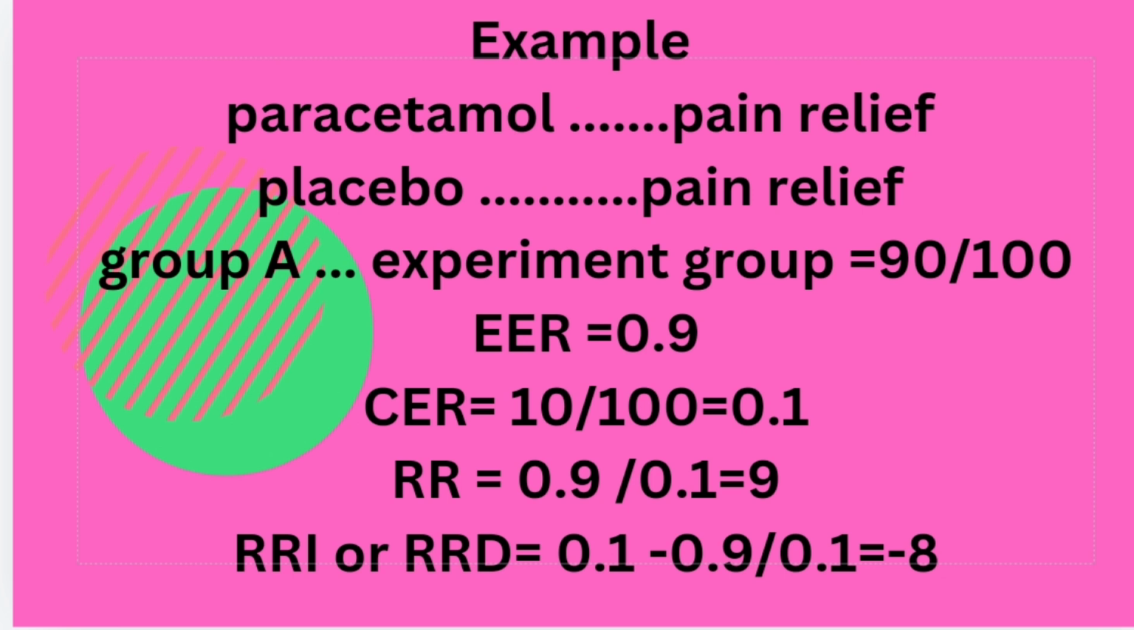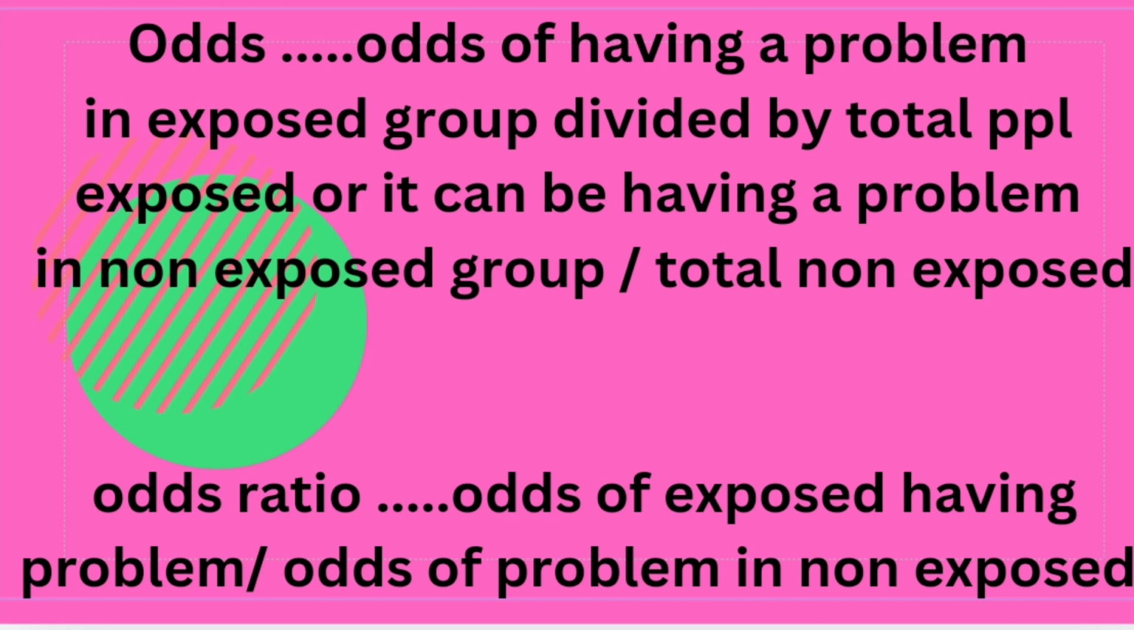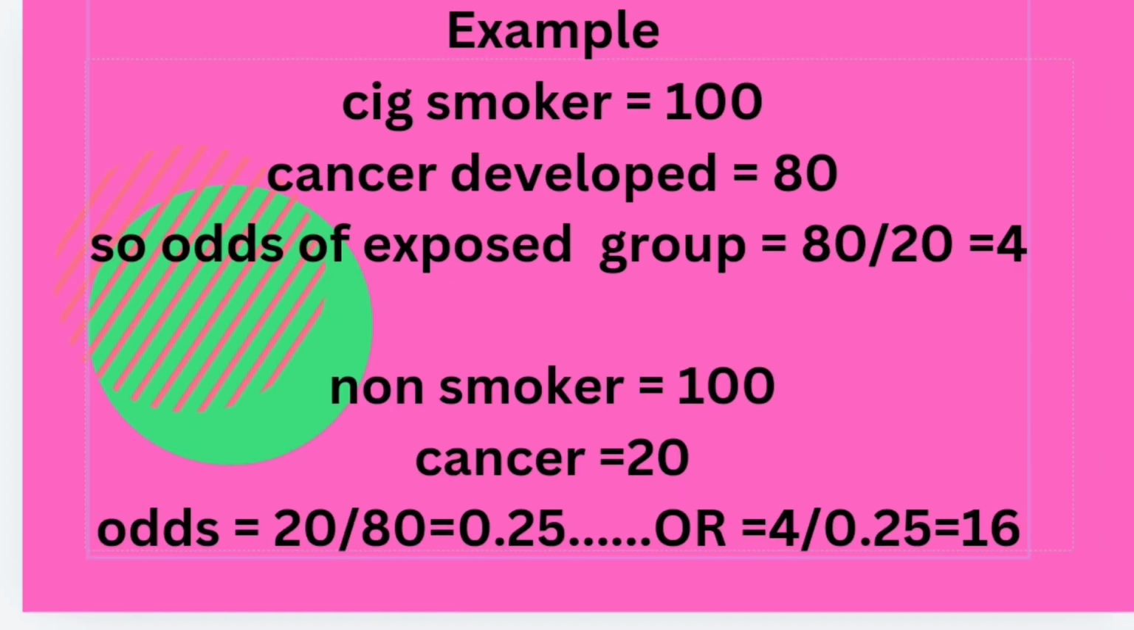Then after that we will come to odds. Odds is the outcome of basically case control studies. We actually do a retrospective study, and the odds of the exposed group is the number of people who were exposed to a certain risk factor and developed the disease, divided by the number of people who did not develop the disease but were exposed. Similarly, for the non-exposed, it is the people who developed the disease divided by the number of people who did not. So odds ratio will be calculated by dividing these two values.